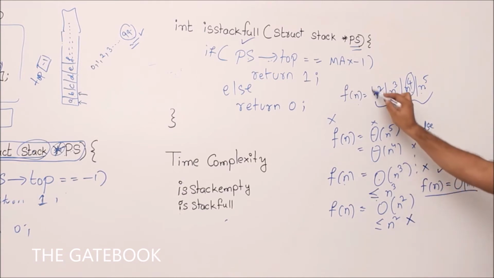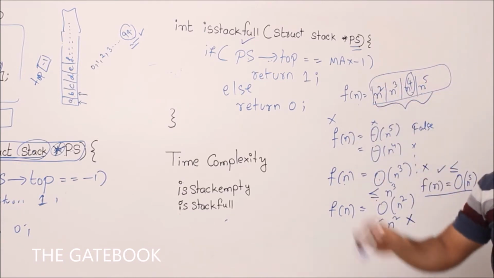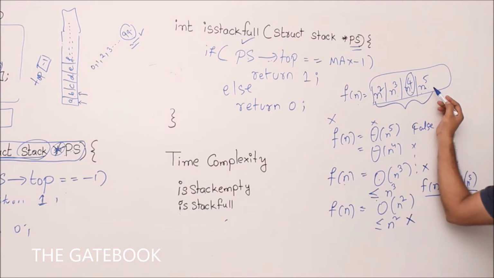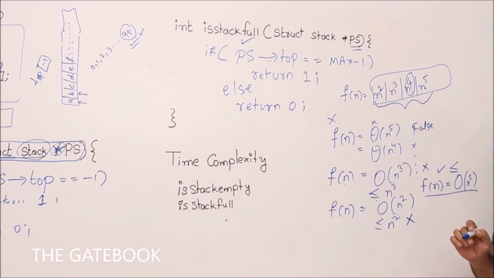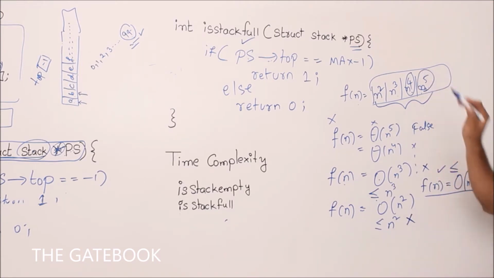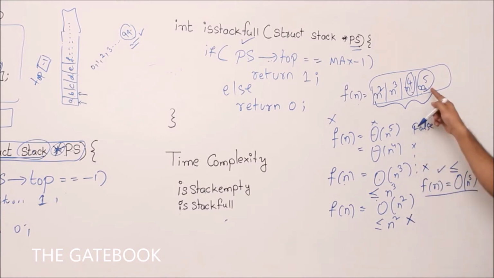So finally, whenever you have variable running times, simply take the highest value and write order. Then only it works. So we say f of n equal to order of n power 5. Simple. Less than or equal to n power 5.